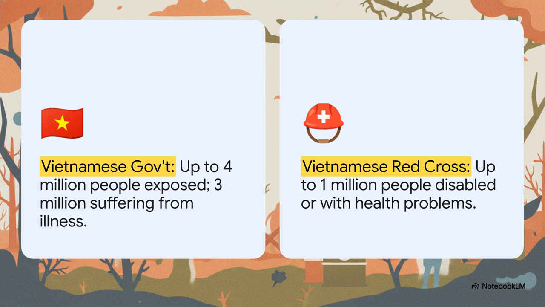You know, one of the biggest arguments to this day is simply about how many people were affected. The estimates from the Vietnamese government are just staggering. Up to 4 million people exposed, with 3 million suffering from illnesses. The Vietnamese Red Cross puts the number of people disabled or sick closer to 1 million. Now, it's really important to note that the U.S. government has called these numbers unreliable, and that just highlights the deep, deep divide that still exists.